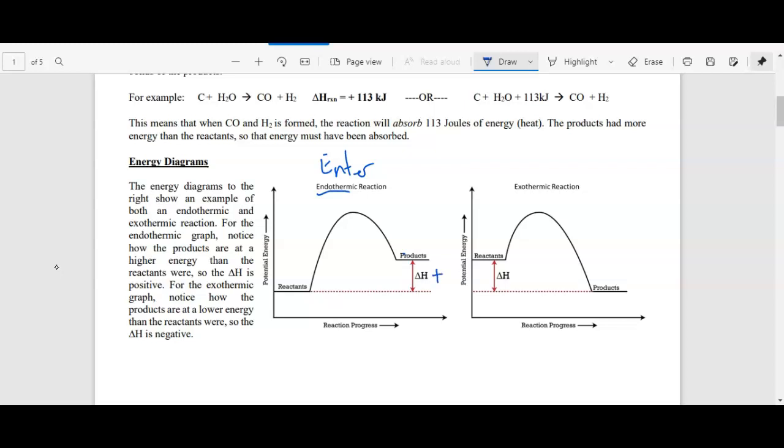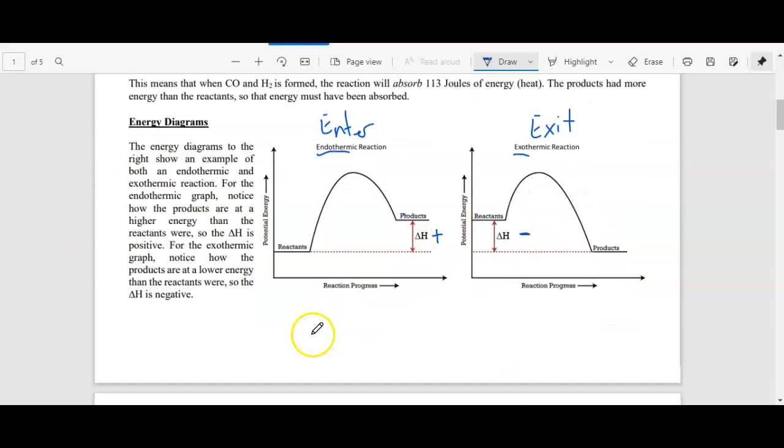Now on the right side, this one's an exothermic reaction. We said that exothermic means exit. You can see on the graph that we started with a high amount and we finished with a lower amount. So delta H is negative. If the change in heat is positive, the graph will finish higher. If the change in heat is negative, the graph will finish lower. That's how you can just look at a graph and determine whether we're absorbing or releasing energy, just based on that alone.